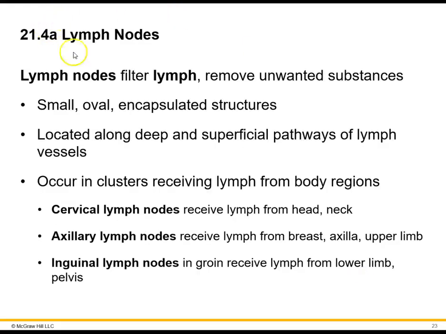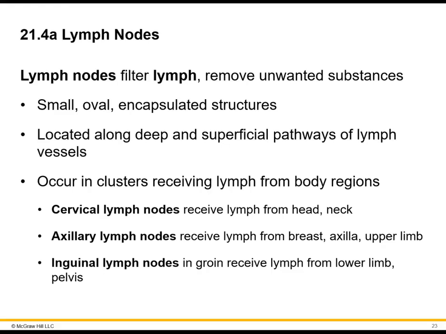All right, lymph nodes. These guys filter lymph, okay, and they remove unwanted substances from that lymph. They're small, oval, and encapsulated, and they're going to be located along the deep and the superficial pathways of lymph vessels. They occur in clusters receiving lymph from different body regions. So you'll find clusters of cervical lymph nodes that receive lymph from the head and neck. Okay, so those are going to be in your neck.